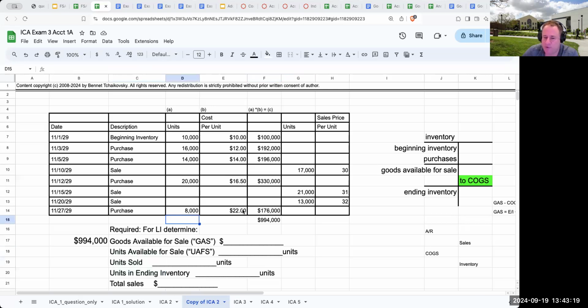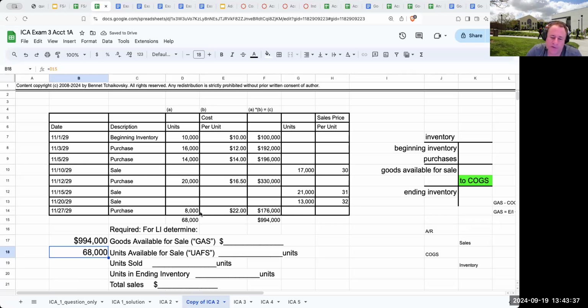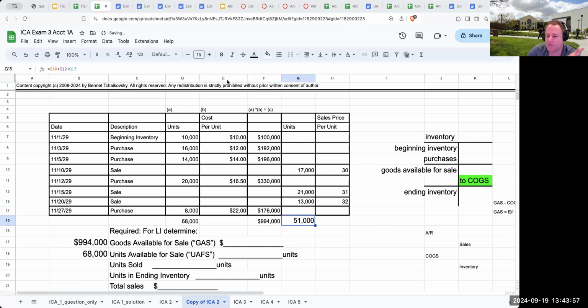It's my units available for sale. So how many units did I have available for sale? Well, it's 10,000 plus 16,000 plus 14,000 plus 28,000. So my units available for sale were a total of 68,000 units. Now, why is this a constant? Because under all these methods, this is how many units I have available for sale. My units sold is also going to be the same for everything: 17,000 plus 21,000 plus 13,000, or 51,000 units. So I had 51,000 units sold, right?